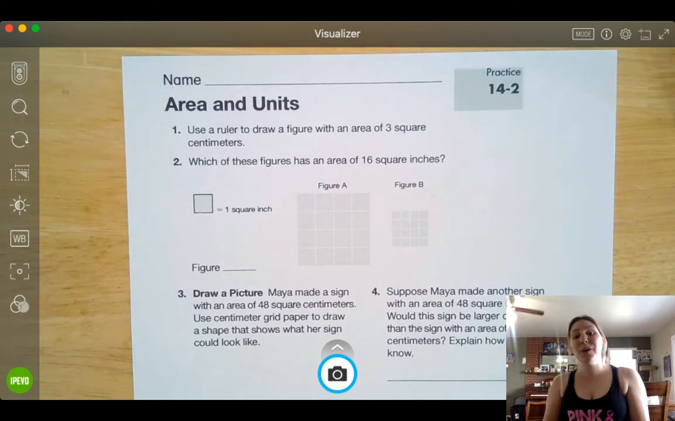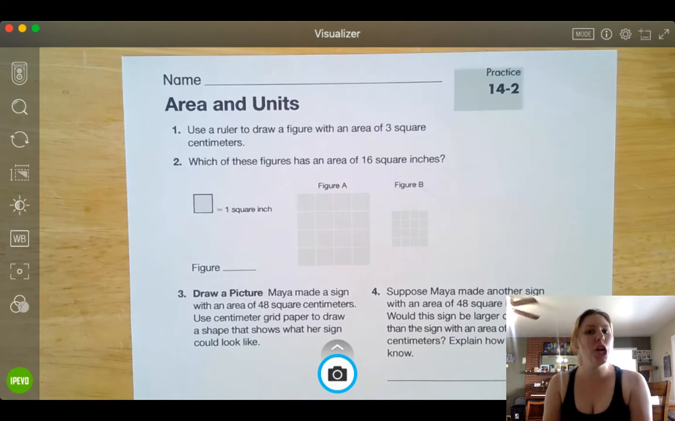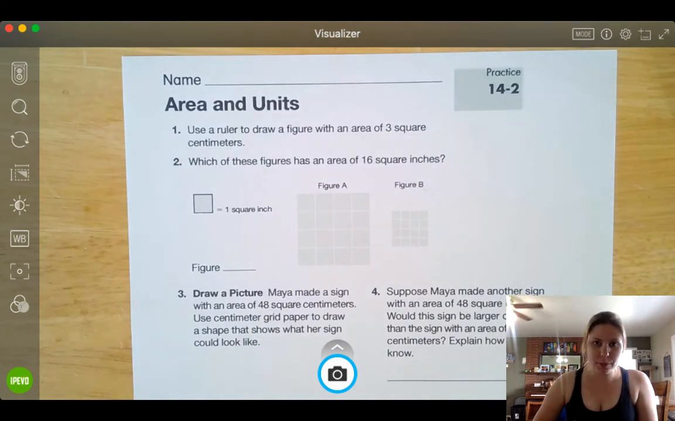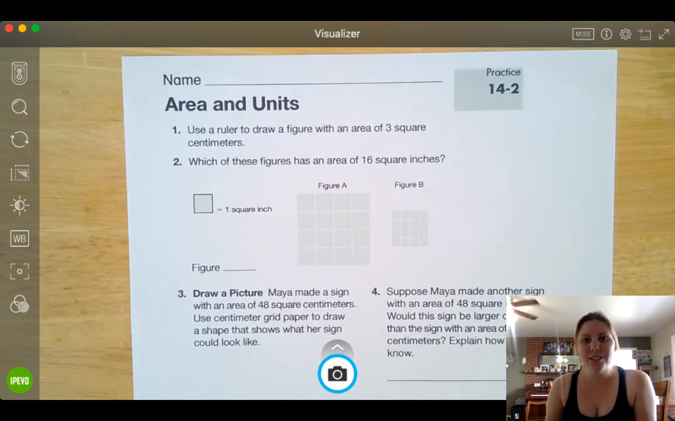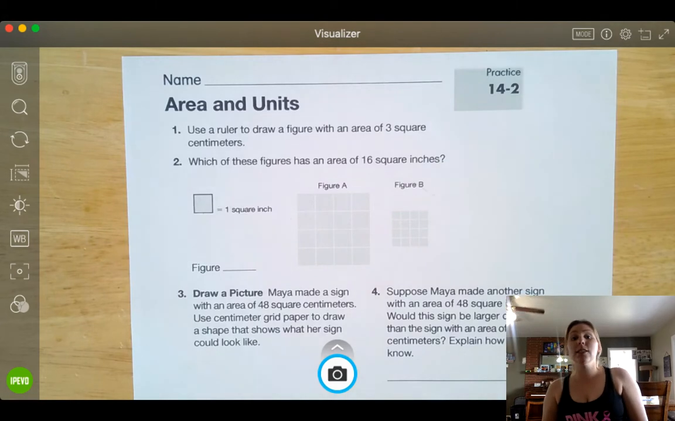Guys, so now we're on practice 14-2. This should be the last worksheet on your Google slide. So you should have already done the daily Common Core review and checked your answers on the previous video. And you should have already done your reteach and checked your work with mom or dad, big brother, sister, whoever you got, and your practice on your own.